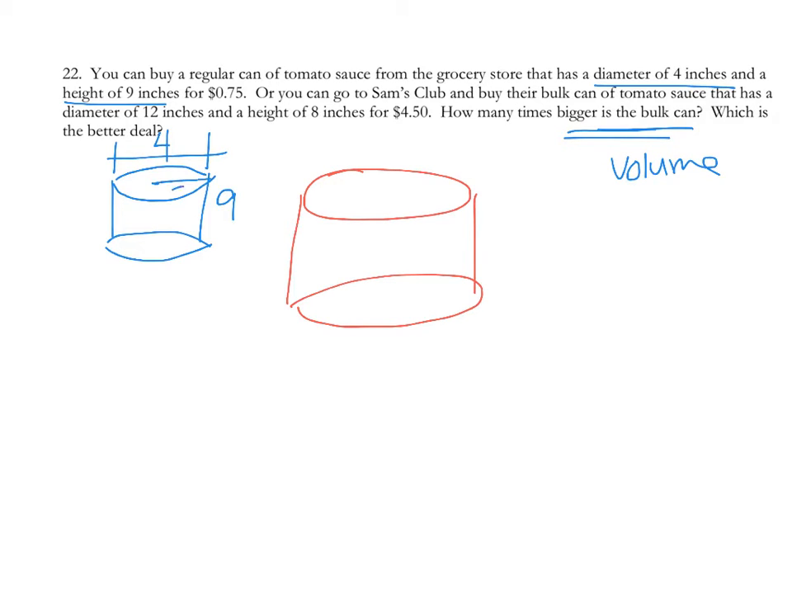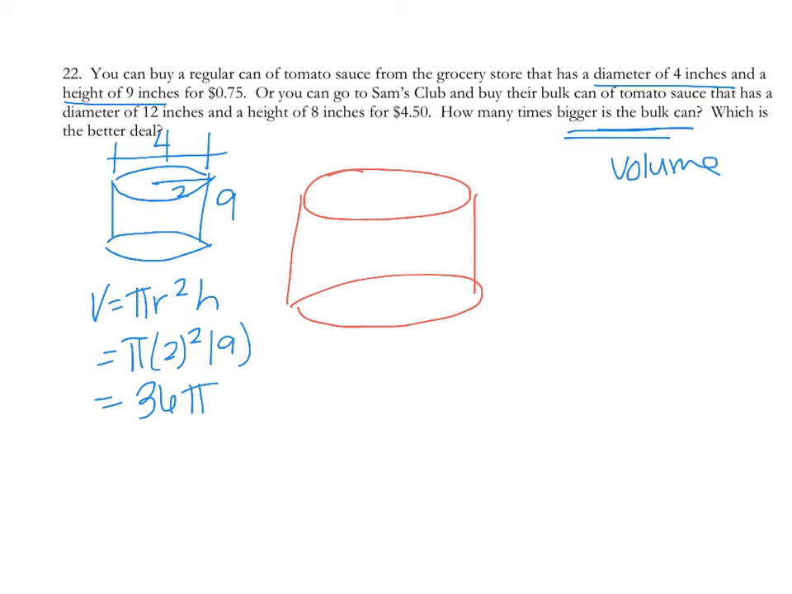So we know the radius then is 2. So the volume formula is pi r squared h. We can do pi times 2 squared times 9. And just to make the comparison a little bit easier, I am going to keep these in pi form. So that's going to be 36 pi.